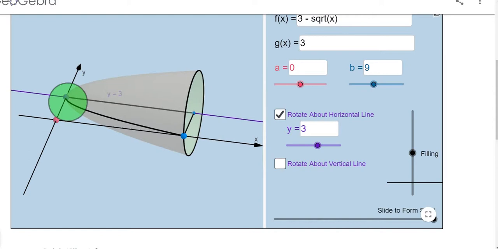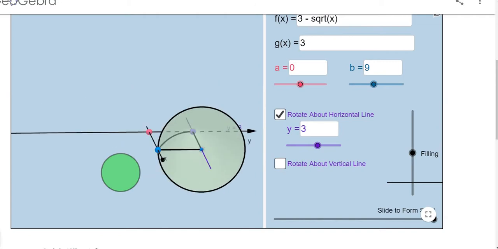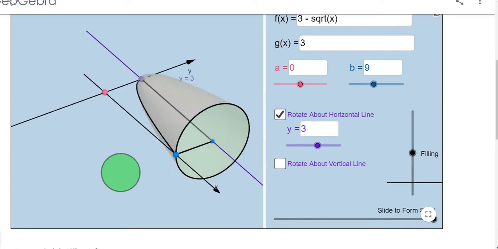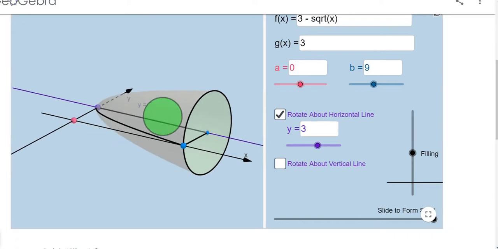We can see the smallest disk over here is basically 0, and it's going to get bigger as we move out because the difference between the square root of x and 3 is going to get bigger. So our radius is going to get bigger and our solid's going to get bigger. This is what it looks like from this perspective. We just want to find the volume of this big solid right here.